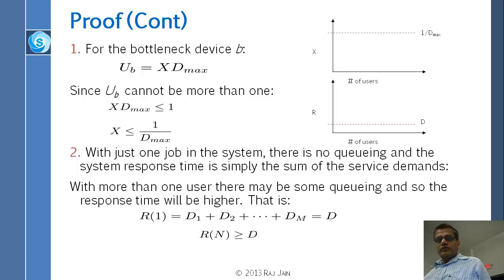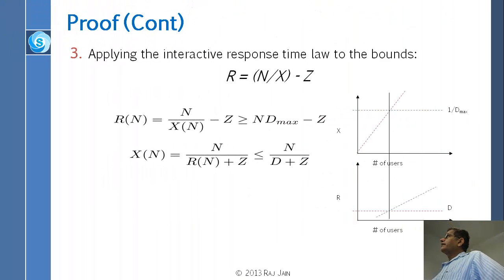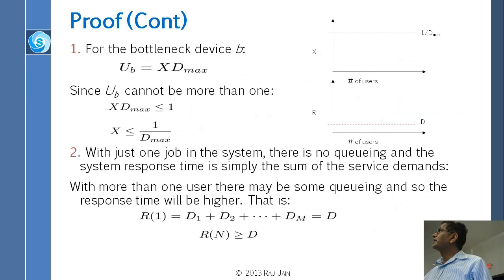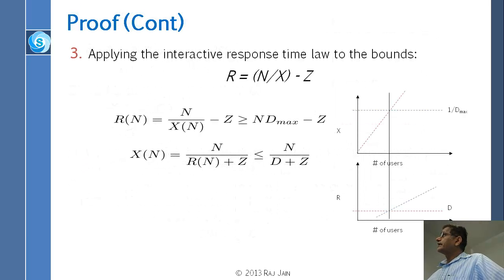Right? Now we use the third thing, which is that R is equal to N divided by X minus Z. And that means that R_n equals N upon X_n minus Z. And if we put in for X_n, we know that X_n has to be less than 1 upon D_max, remember? X_n has to be less than 1 upon D_max, and therefore R_n has to be greater than N times D_max minus Z. Second thing we can say from this formula is that X_n is equal to N upon R_n plus Z. And since we know that R_n has to be more than capital D, therefore X_n has to be less than N upon D plus Z.